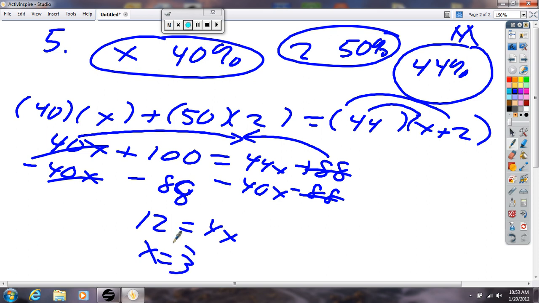So that's my answer. Now, the only difference is if I do it the other way, I'd have the 4x over here and it'd be negative, and I'd have the 12 over here and it would be negative, and I'd divide by negatives. The only advantage of this is I don't have to worry about negatives. It doesn't really matter. You should be able to do it either way. I don't care which way you do it, okay?